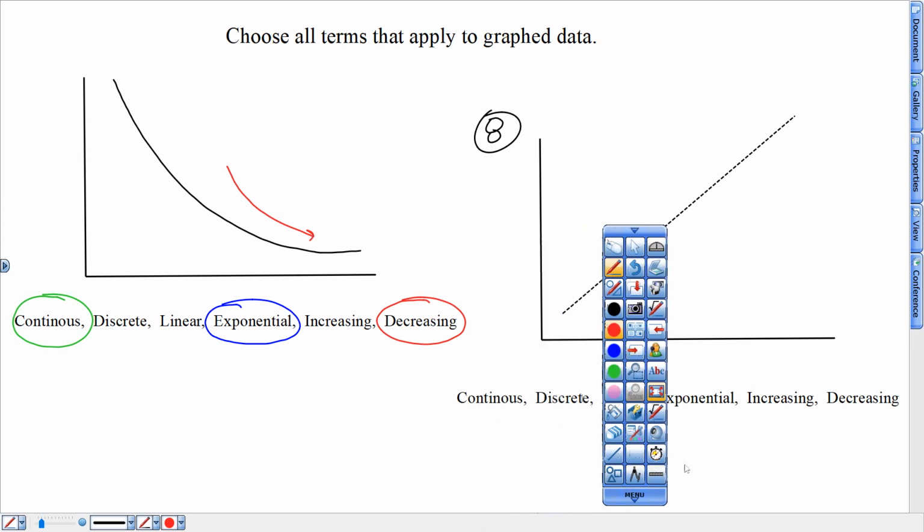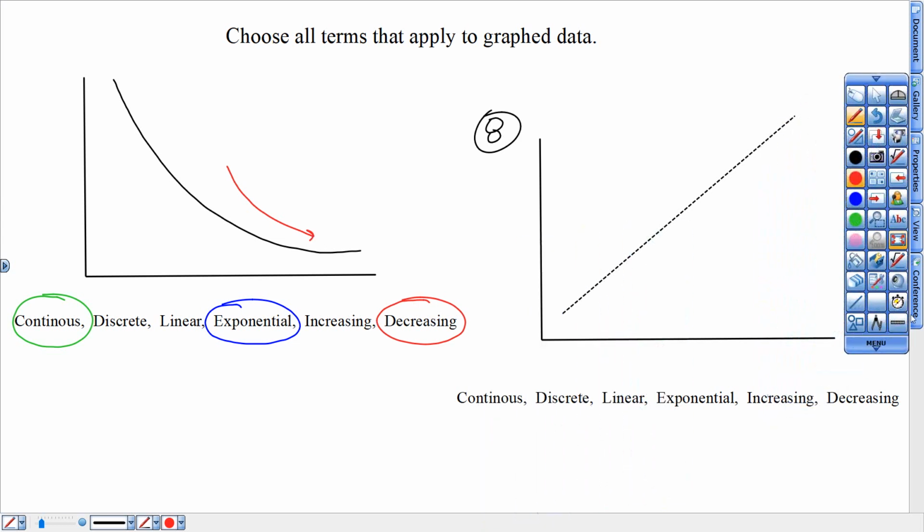So I want you to do the same for this. Dots or no dots. Straight or curved. Going uphill or going downhill. All right, moving on. Number 9.